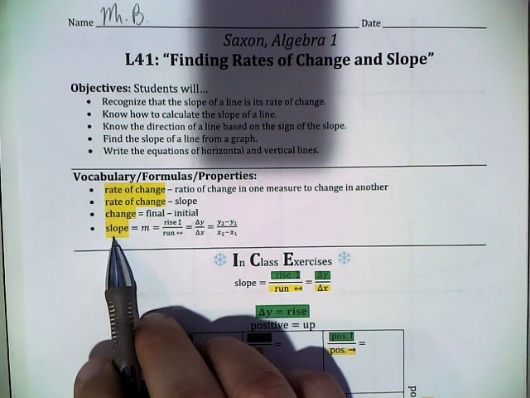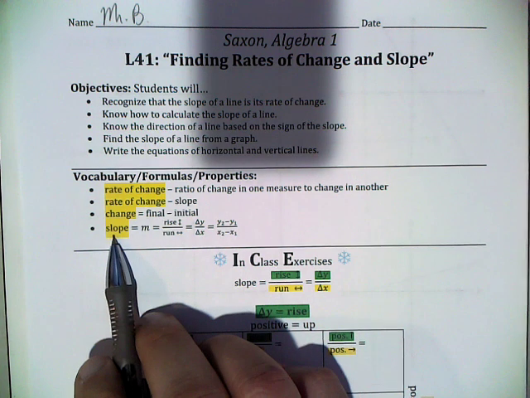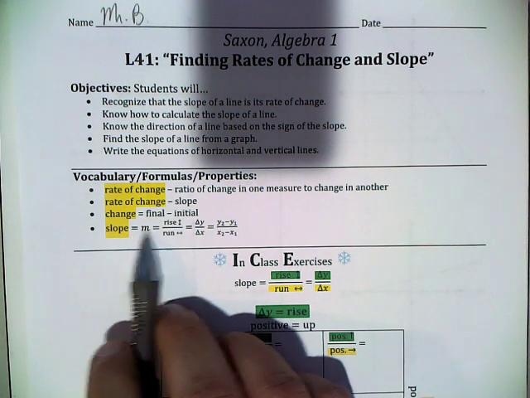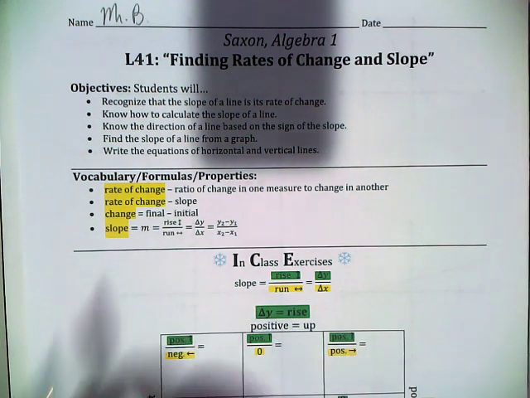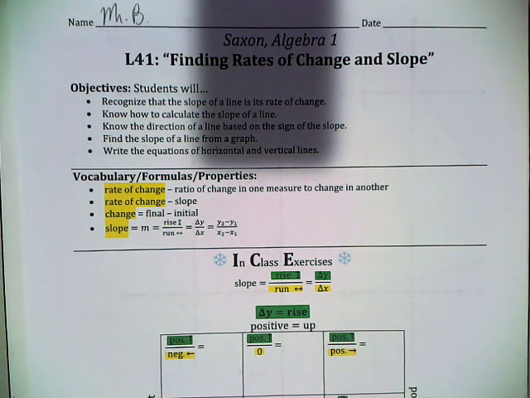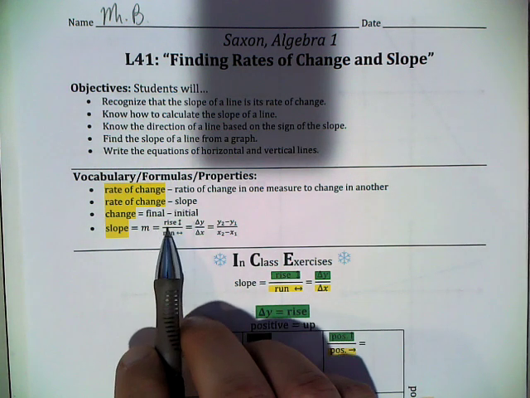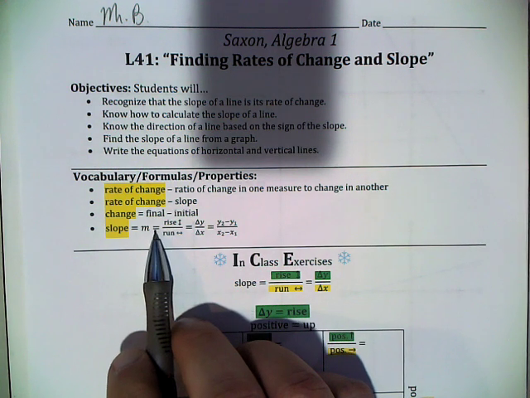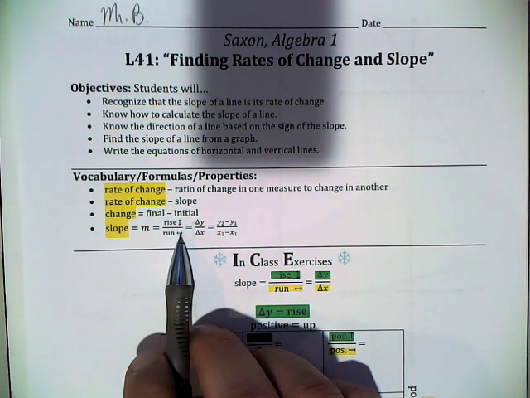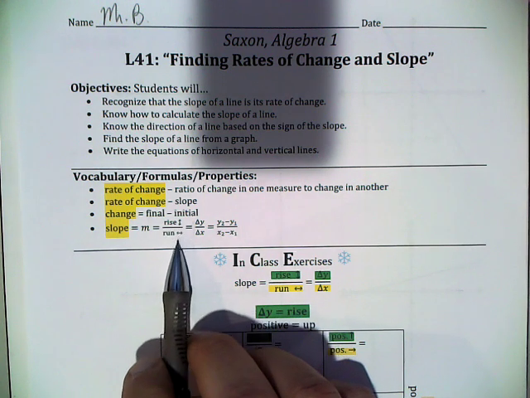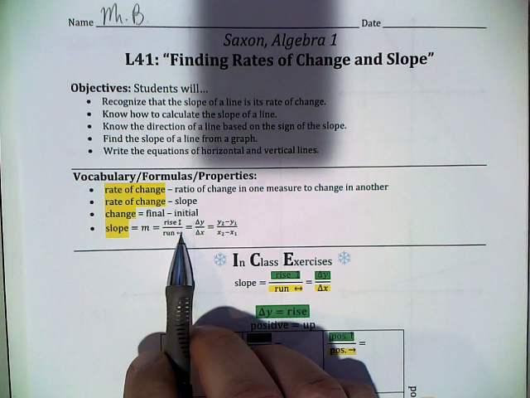And so slope, the formula for slope is often symbolized with a lowercase m. Don't ask me why. I actually don't know why it's symbolized with a lowercase m, but it is. And then it is defined in a few different ways. One way is rise over run. So how far it's going up or down over how far it's going left or right.